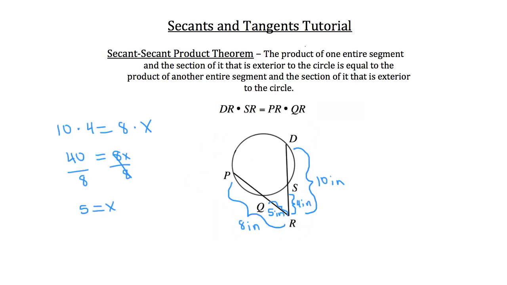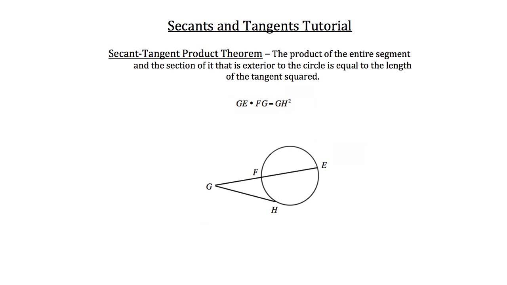Now that we've discussed the secant-secant product theorem, let's discuss the secant-tangent product theorem. The secant-tangent product theorem states that the product of the entire segment and the section of it that is exterior to the circle is equal to the length of the tangent squared. So remember, a tangent is any line that only intersects the circle at one place, at one point.